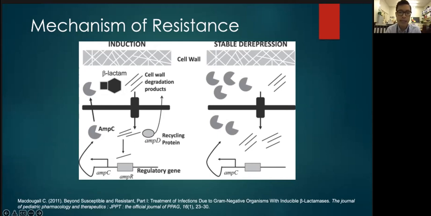But in these instances, after betalactam exposure ceases, AmpC production levels can generally return to baseline. But in cases of stable de-repression, if there's a mutation which occurs in the regulatory genes, the de-repression can continue, resulting in overtranscription of AmpC even in the absence of a betalactam trigger.